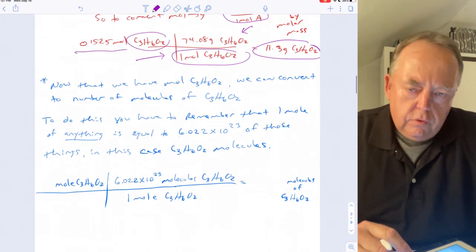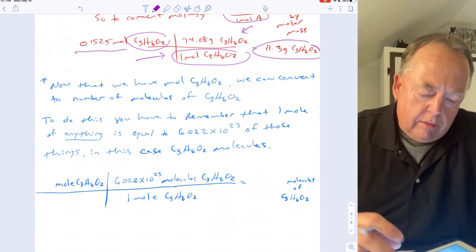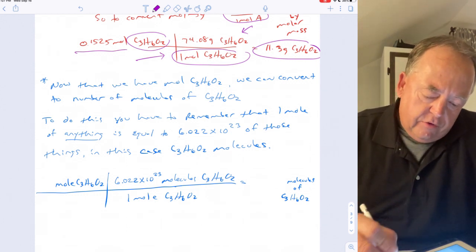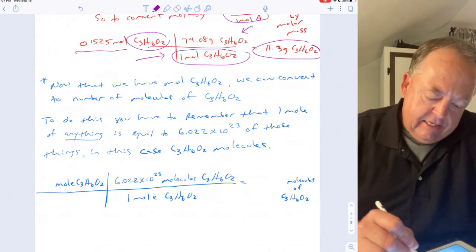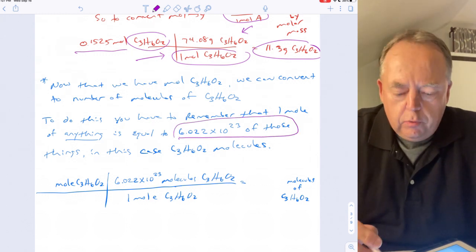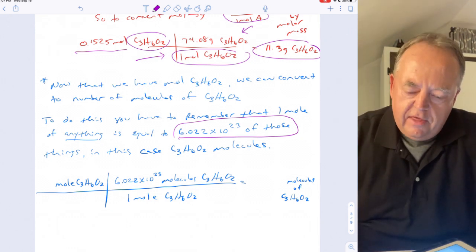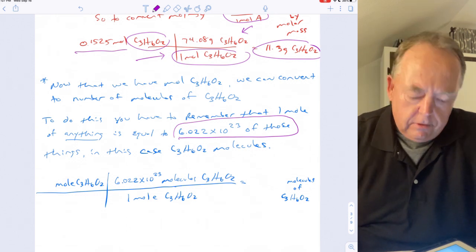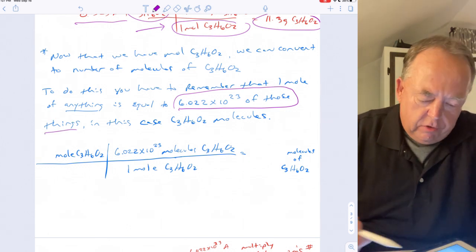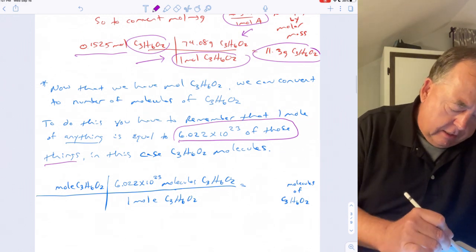Okay, so now that we have the moles of C3H6O2, now we can answer the next question. We can convert to numbers of molecules of C3H6O2. So to do this, you have to remember that 1 mole of anything is equal to how much? 1 mole of anything is equal to Avogadro's number, 6.02 times 10 to the 23rd. So if we're converting from moles to numbers of things, then we need Avogadro's number. Okay, and the things in this case that we're converting to is molecules of C3H6O2.